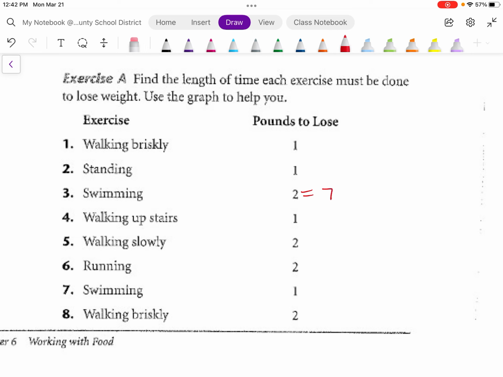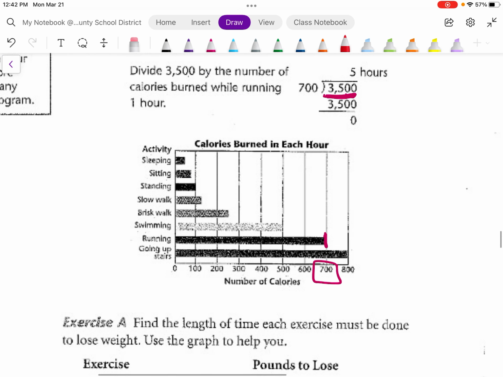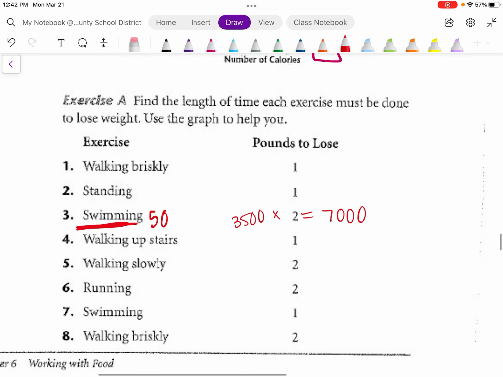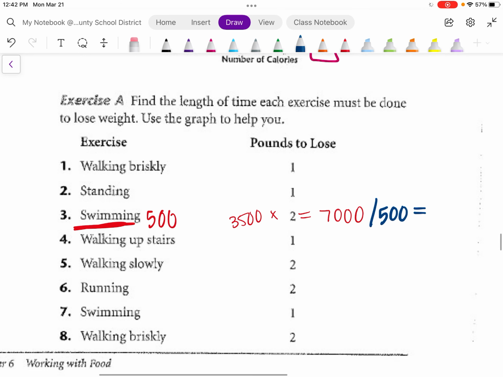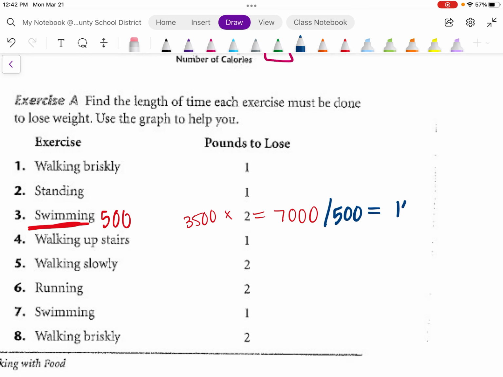2 pounds is going to equal 7,000 calories that I need to burn, because you're taking the 3,500 and multiplying it by 2. Swimming, using the chart, uses about 500 calories every hour. So we're going to take the amount of calories we want to burn divided by the number of calories that we burn by swimming. That tells me that I have to swim for 14 hours to burn those 7,000 calories. Make sure you turn them into hours and minutes as it applies, and that's how you're going to complete these examples.